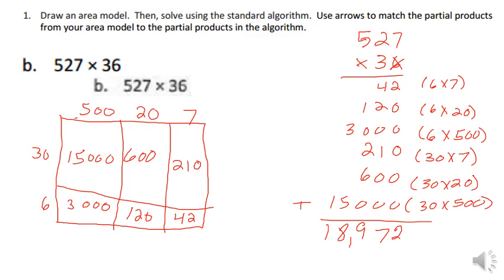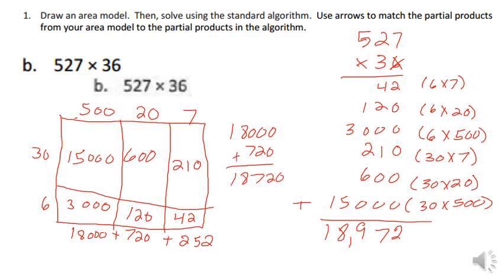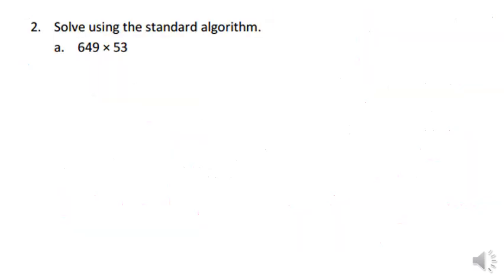As far as the area model, when I add these up, I know I have 18,000 in this column plus 720 plus 252. So when I add these up, I have 18,720. Now I'm going to add the last 252, and I have 18,972.